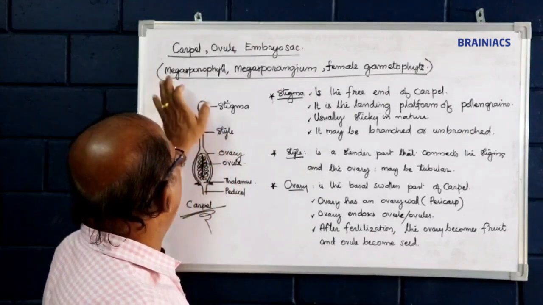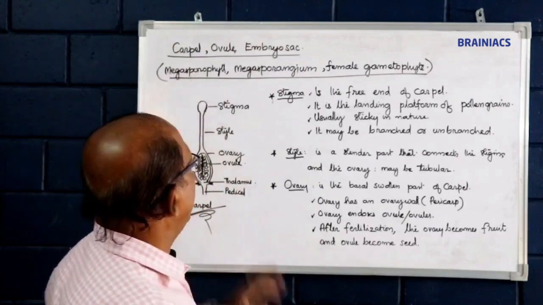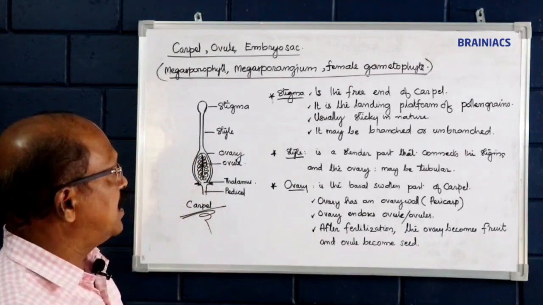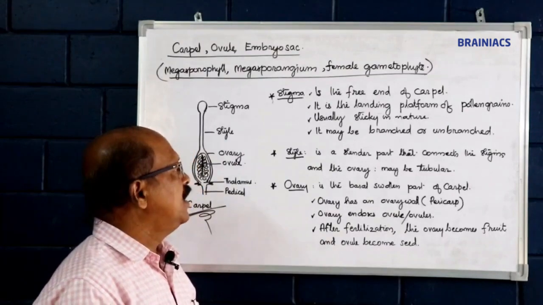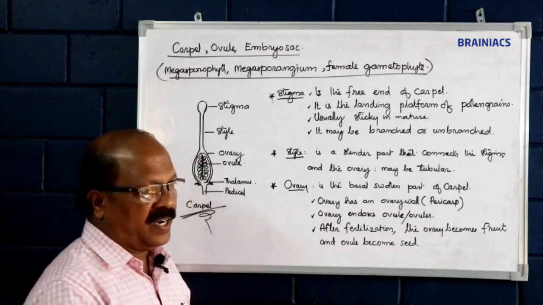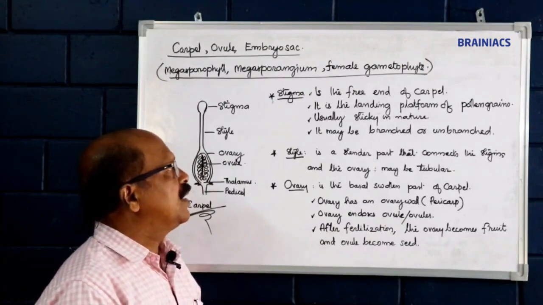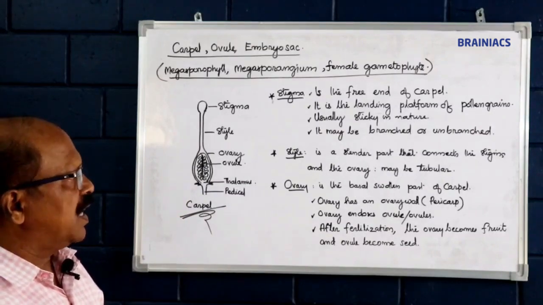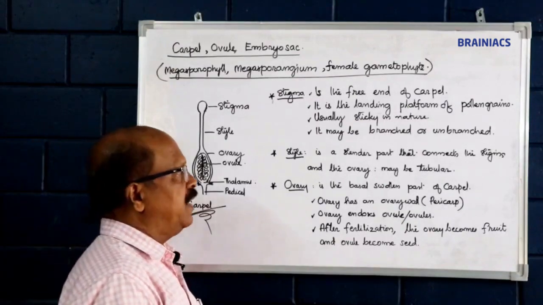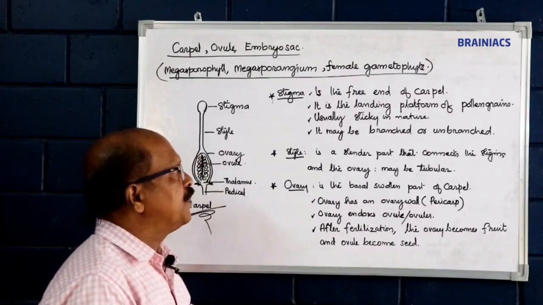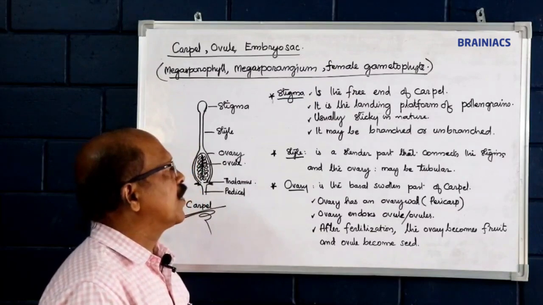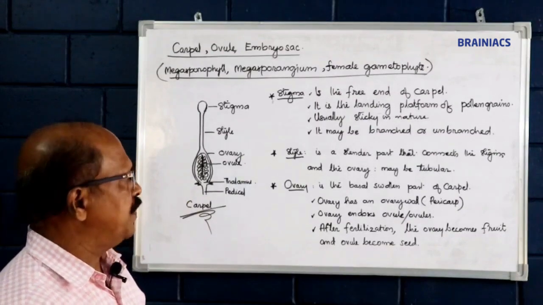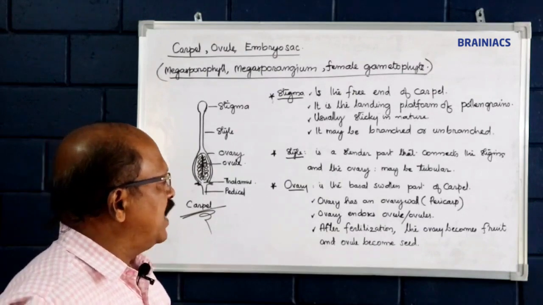See, these are all about the megasporophyll. Each megasporophyll, the carpel, contains three distinct regions, namely stigma, style, and ovary. You already learned in the morphology also. Stigma is the free end of carpel, which is usually solid. It is the receptive center or landing platform of pollen grains, usually sticky in nature. It may be branched or unbranched. Style is a slender part that connects the stigma and ovary. It may be tubular.